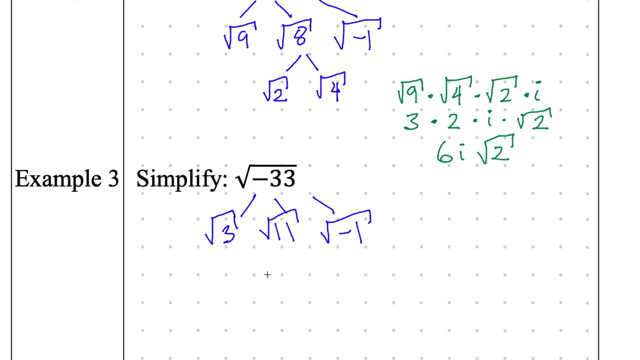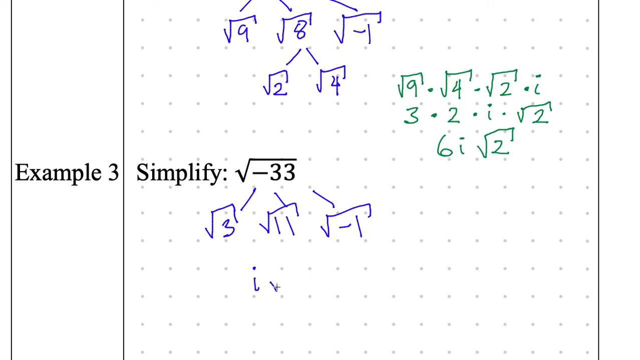If this happens, the answer is just i square root of 33. You cannot touch the square root of 33. You can pull out an i, though. And there's the answer. i square root of 33. The answer back up here was 6i square root of 2.